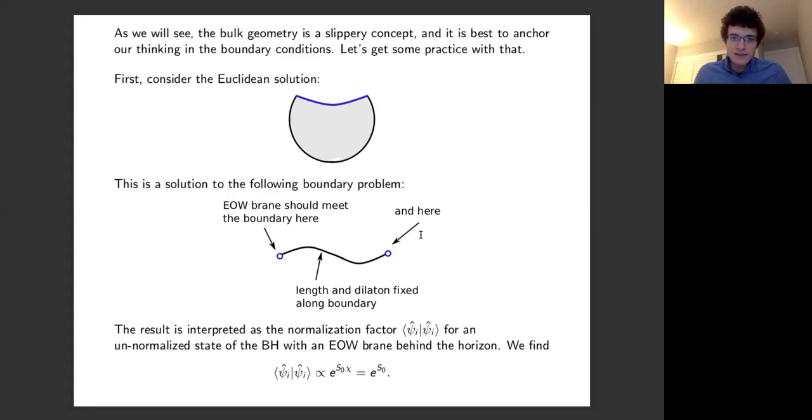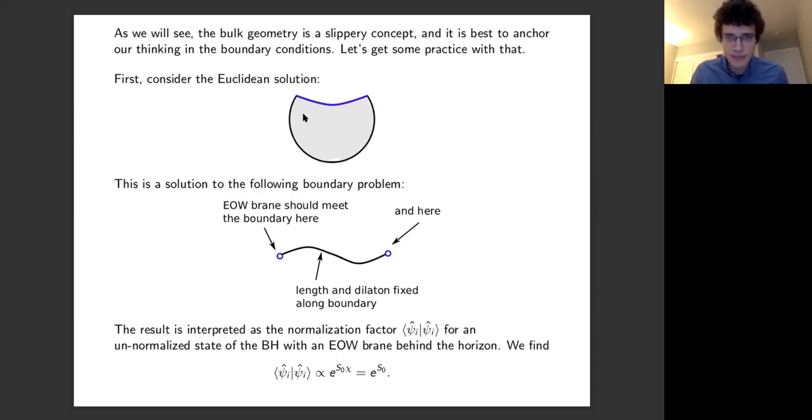As you'll see, the bulk geometry here, the two-dimensional geometry, is kind of a slippery concept. It kind of moves around depending on exactly what question we're asking, and it's best to ground our thinking in the boundary conditions. So let's get some practice with the boundary conditions we're going to be discussing.